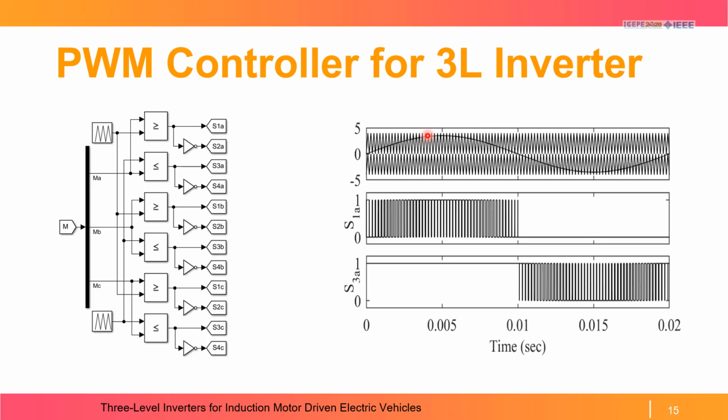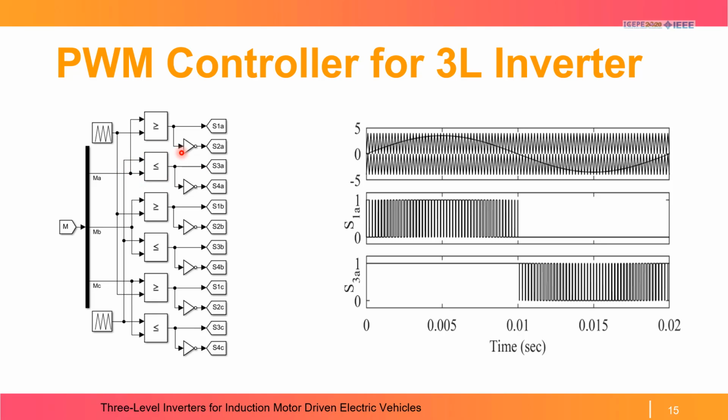When the modulating wave is higher than the carrier wave, it generates a high signal, and when it is lower than the carrier wave, it generates a low signal. The switching sequence of the S1 switch is simply complemented with a NOT gate to generate the switching sequence for the S2 switch.